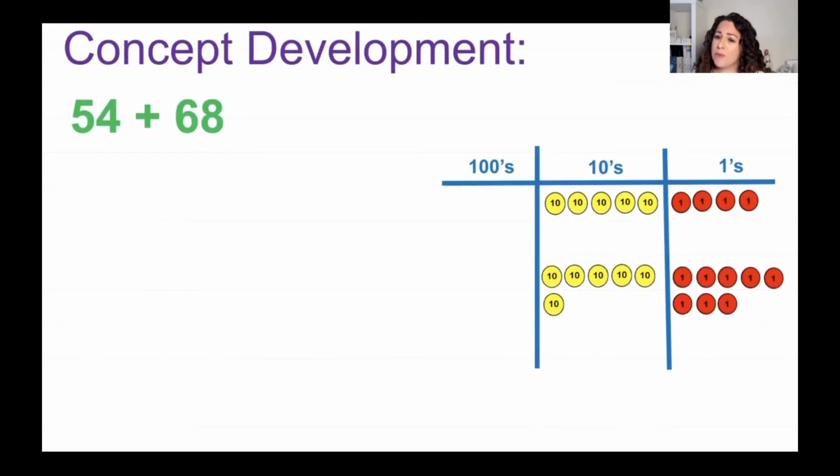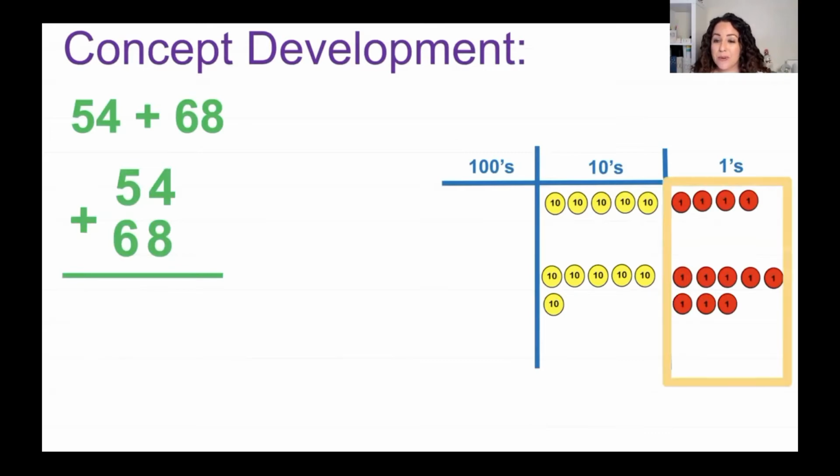So now, remember, we have to write our problem vertically. That means we need to write it up and down because it's a little easier to work with that way. So let's go ahead and write it. Do you see how it lines up nice and straight? I have my ones together and my tens together. So we're ready to get started.